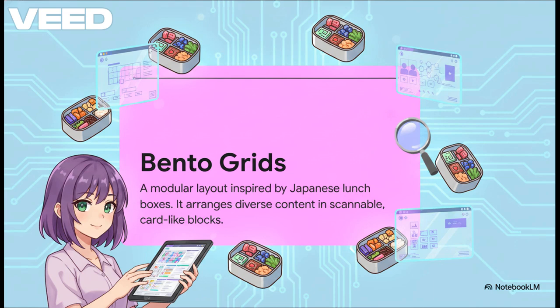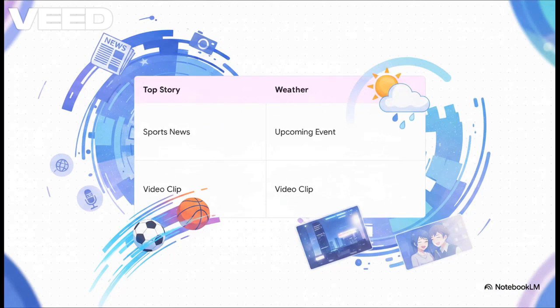Think of a Japanese bento box for lunch. Everything has its own neat little compartment, right? It's the same idea for a website. It's a super clean, organized way to show a bunch of different types of information without it feeling messy or overwhelming. Just imagine a news site like FBC using this. Instead of a long, cluttered page you have to scroll through forever, you could have a grid like this. Top story right here, weather over here, maybe some sports news and a video clip down below. Everything you need all at a glance. So much easier to scan, right?